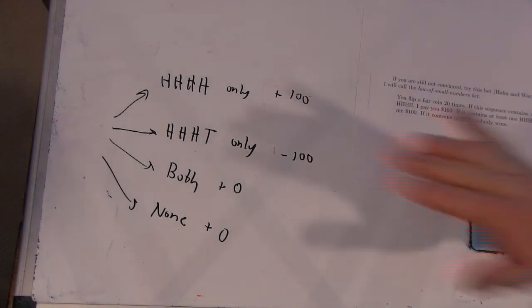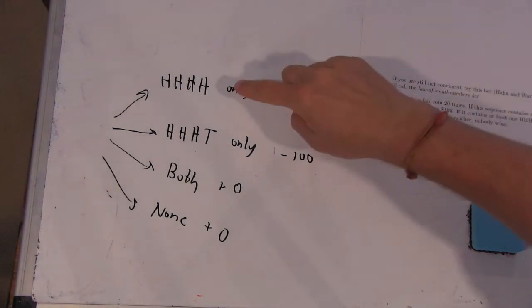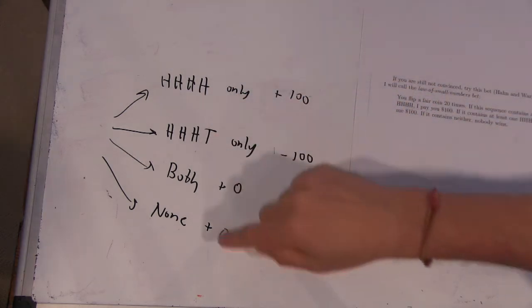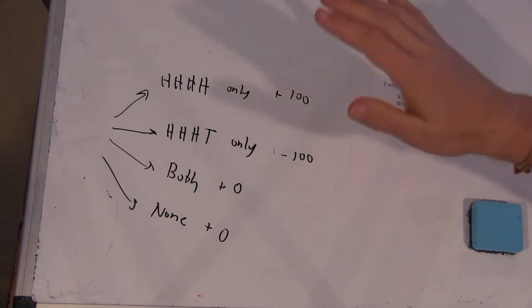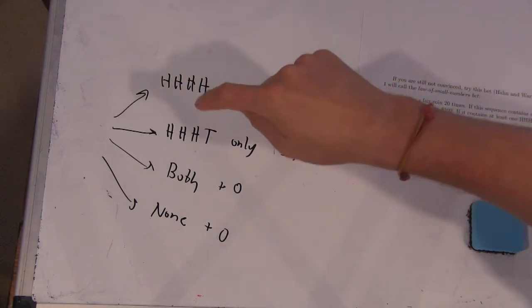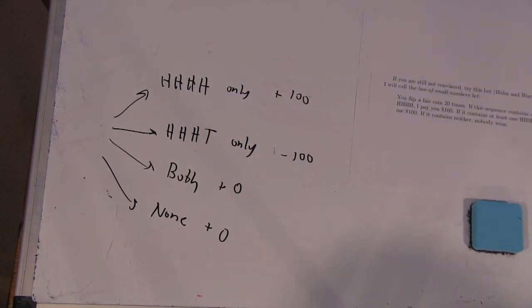So we've got 20 flips. We're going to look for these sequences. I actually wrote a very simple little computer program that counts the number of these sequences and counts the number of these sequences and then figures out what's going on. Okay. So what do you think is going to happen here?